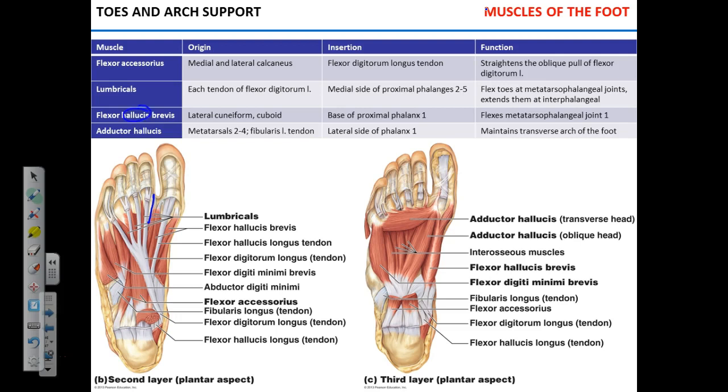Flexor hallucis will allow you to flex the big toe, and the adductor hallucis, muscle that runs across the sole of your foot, will bring the hallux, big toe, back. Okay, right here. It's adductor hallucis.